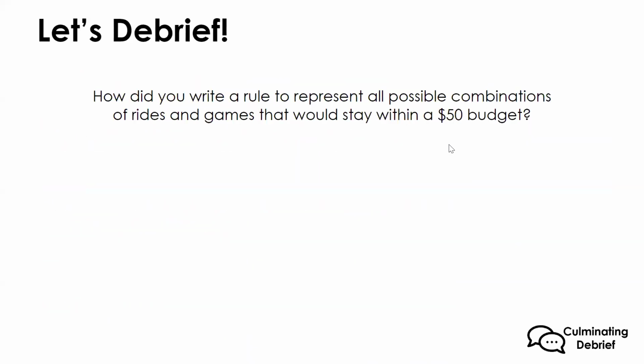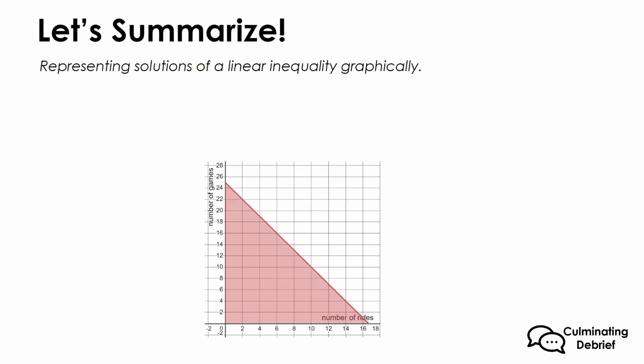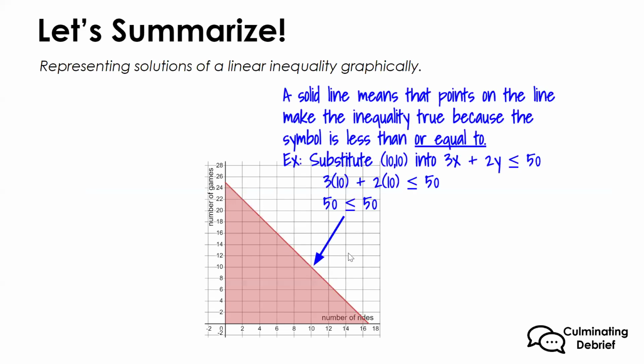Okay, so how did you write a rule to represent all possible combinations of rides and games that would stay within a $50 budget? So here is what my graph actually would look like. And this is the $50. The reason why it's a solid line is because we could spend exactly $50. We could not spend more than $50. And that's what we're saying right here. This solid line means that the inequality is going to be or equal to.